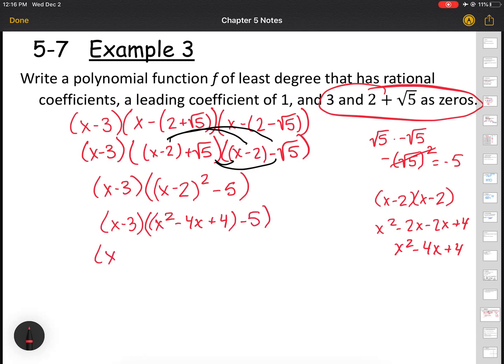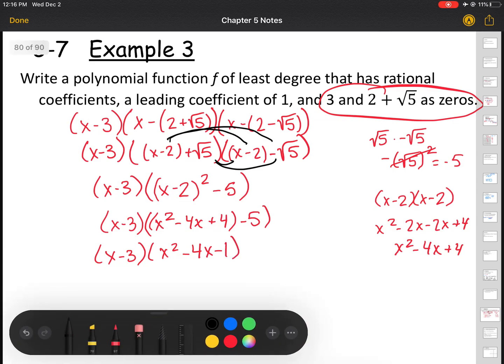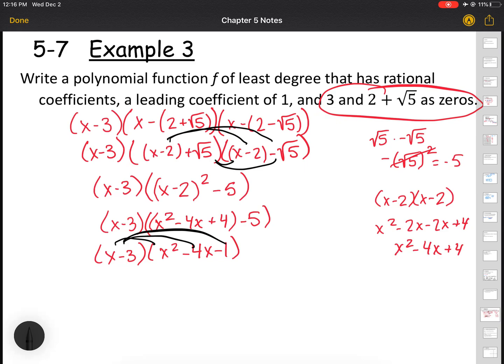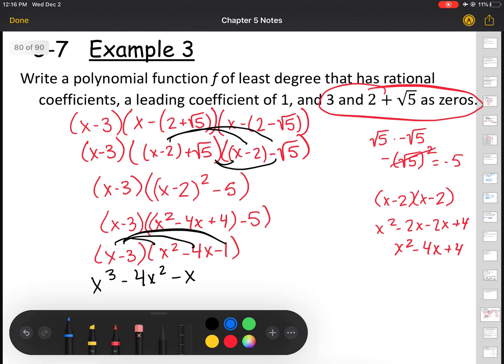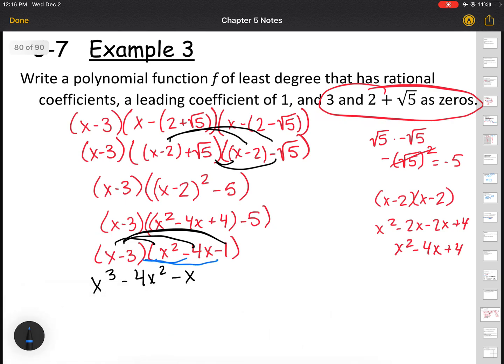So I got x minus 3, and then I have x squared minus 4x minus 1. It's kind of like what we did in the other one. Now we need to distribute everything to finish it out. So now I have x to the third power minus 4x squared minus x. And then if I do the other way, negative 3x squared plus 12x plus 3.